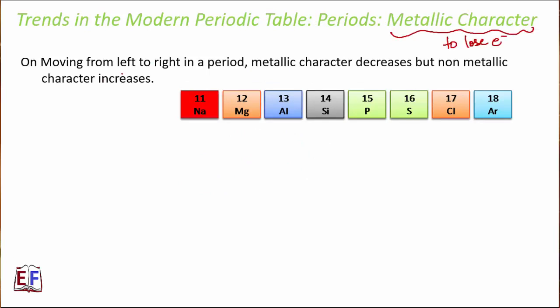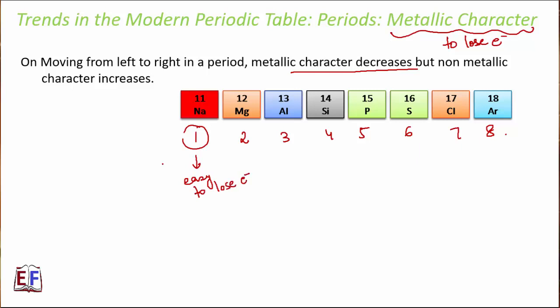So as we move from left to right, we see that metallic character decreases. That means the tendency to lose electrons decreases. How? Let us again look at the number of valence electrons. Now I'm not going to write the configuration again and again. The number of valence electrons increases from 1 to 8. Now here for sodium, it has 1 electron, very easy to lose. So the tendency to lose electron is very high, so it has high metallic character.